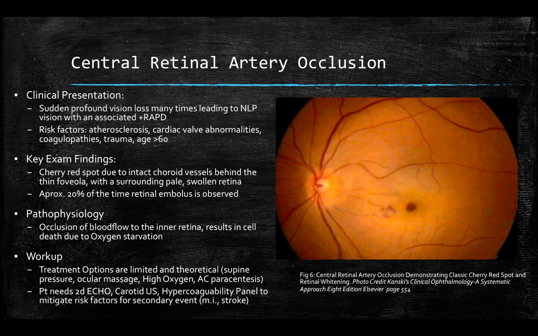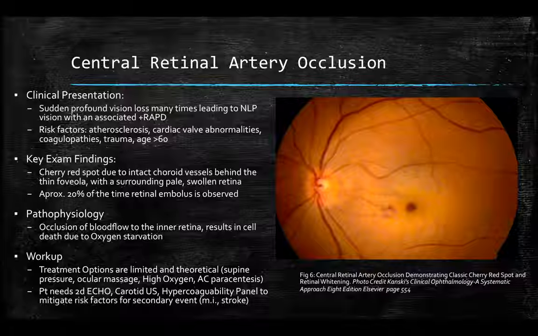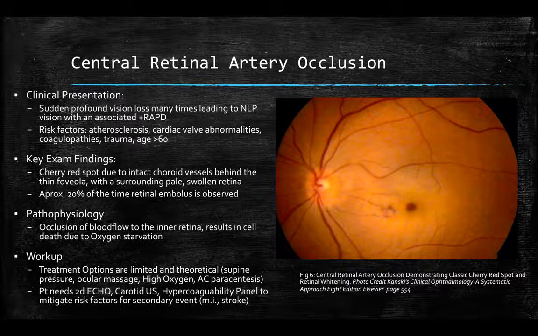Central retinal artery occlusion. So let's talk a little bit more about this condition. The clinical presentation is going to be sudden, profound vision loss that many times leads to no light perception vision with an associated relevant afferent pupillary defect. We'll talk more about that in another lecture. The risk factors for this condition are atherosclerosis, cardiac valve abnormalities, blood coagulopathies, trauma, and any age over 60.